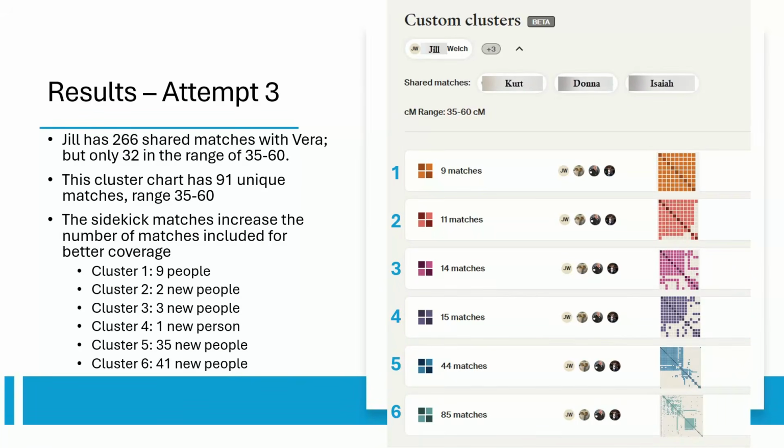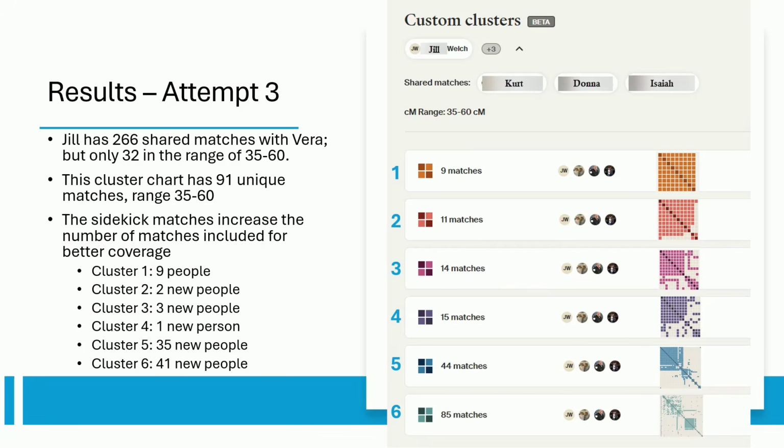So I'm going to analyze the results of my third attempt at custom clusters and show who the common ancestors were for all of these clusters, so that it might help you see some of the value that can come from doing the custom clusters and what we can learn from them.